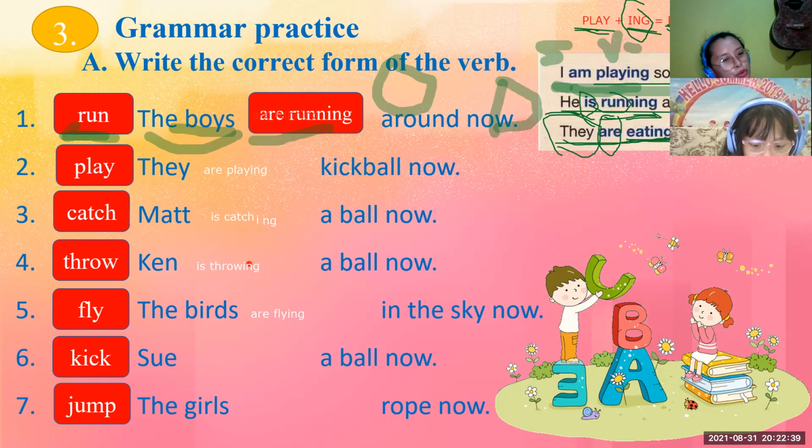Next one is Sue and then kick. Okay, Sue is kicking a ball now. Next, jump. The girl's blank rope now.